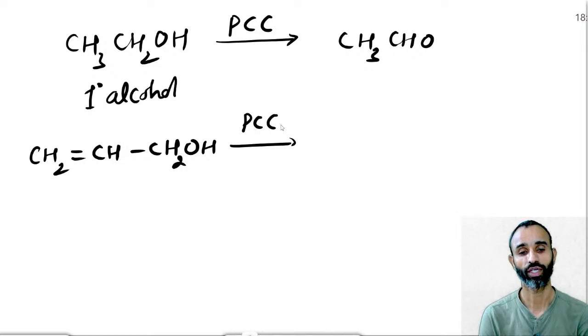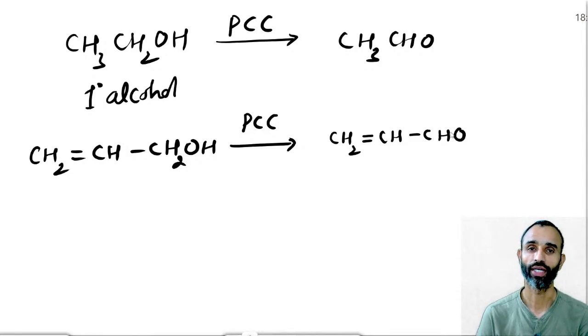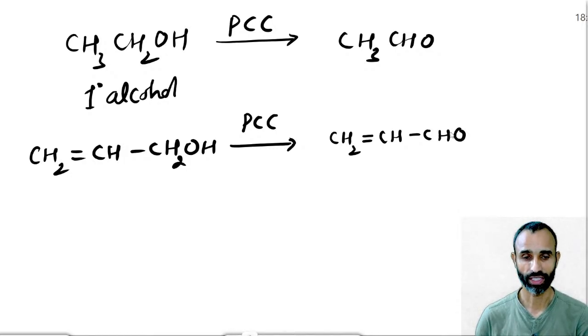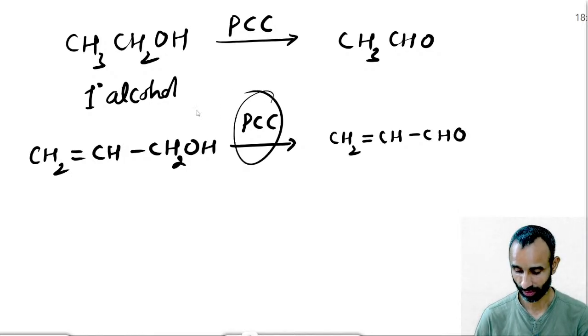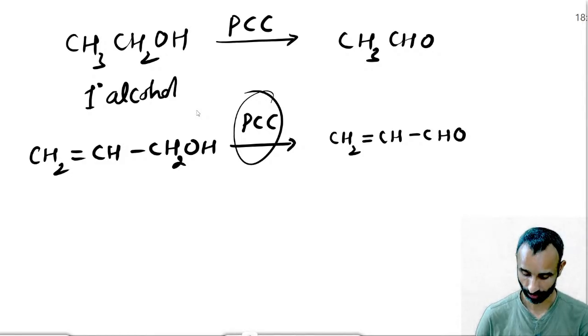What is the product formed? See, PCC. So we have this compound, right? PCC cannot affect even a double bond. It is a mild oxidizing agent. That's why it is best. And copper is also used, right?